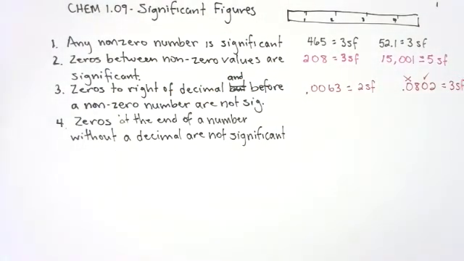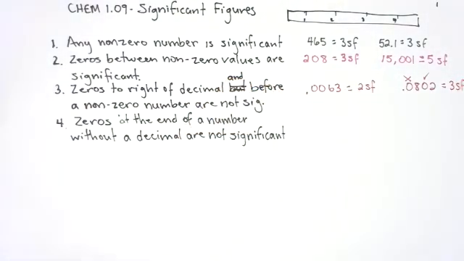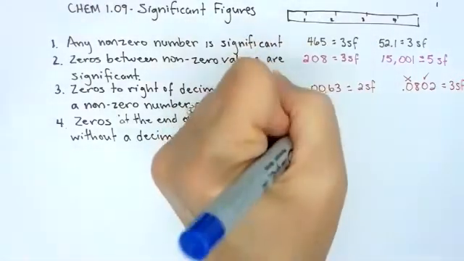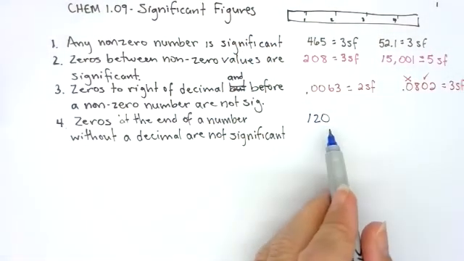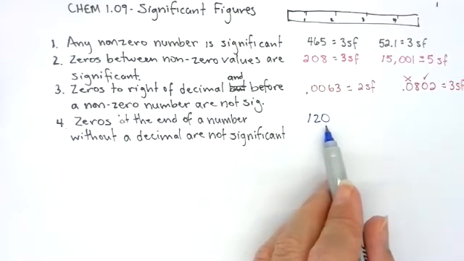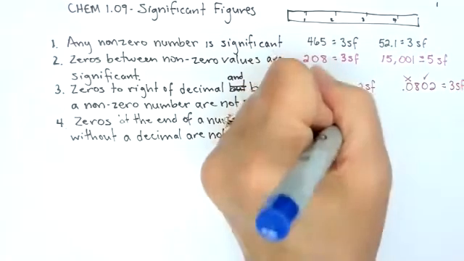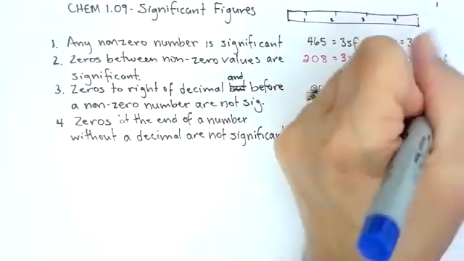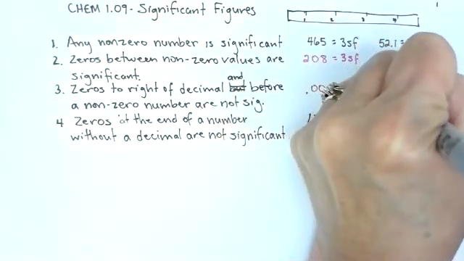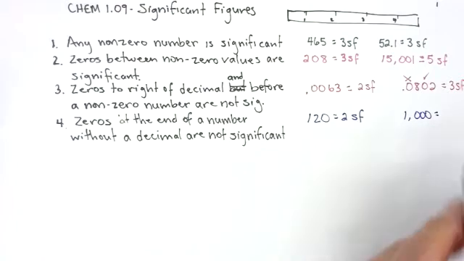Here's our example. If I take 120, blue. If I have the number 120, I don't know if the piece of equipment that I use to measure this can actually go out this many places or if this was just estimated. So there's no decimal here, and that tells me I'm not sure about this. So this would have 2 sig figs. If I take 1,000, this would actually only have 1 sig fig. There's no decimal here.